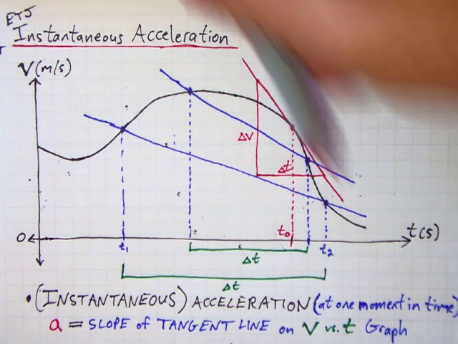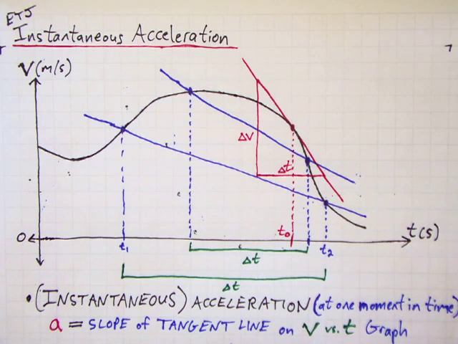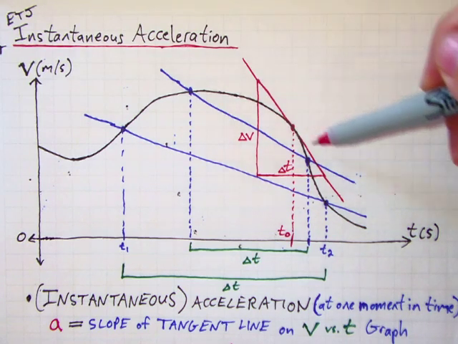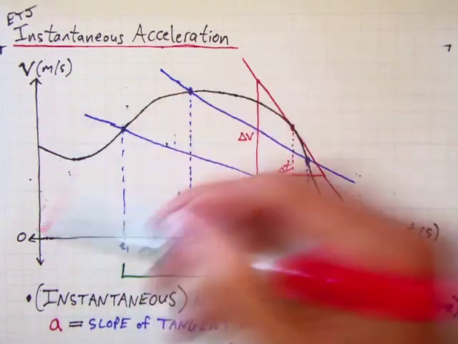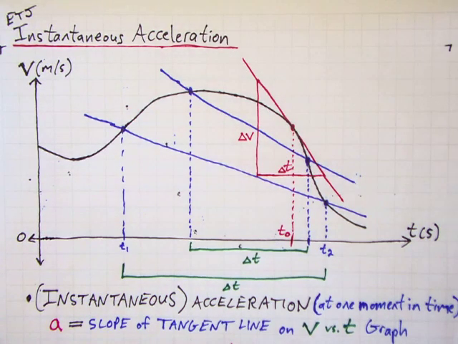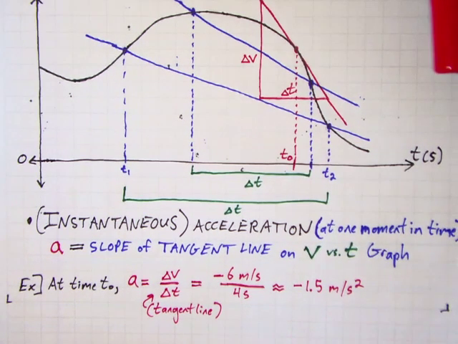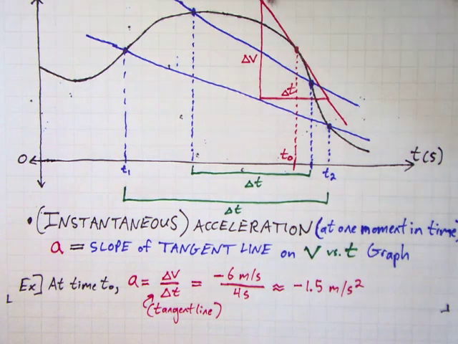So our tangent line has a negative slope here, meaning at this instant, our object has a negative acceleration. Its velocity is becoming more negative. And we see that. This curve shows that our velocity is going from a positive velocity to a less positive velocity. It's moving in the negative direction. Our velocity is becoming more negative. Oh, forgot to show you that. There's our calculation. Delta v over delta t of the tangent line, -6 over 4 gives us -1.5 meters per second squared. Okay, negative slope, negative acceleration of our object at that moment.